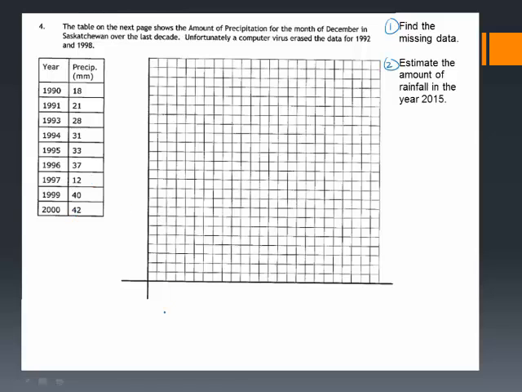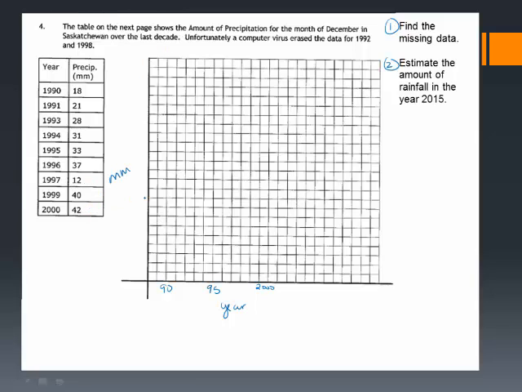So the first thing we need to do is create our scale. Along the bottom we'll do the year, and along the side we'll do the millimeters. We'll start with 1990, 91, 92, 93, 94, 95, 96, 97, 98, 99, 2000. And then our smallest amount of rainfall is 12, and our largest amount of rainfall is 42.